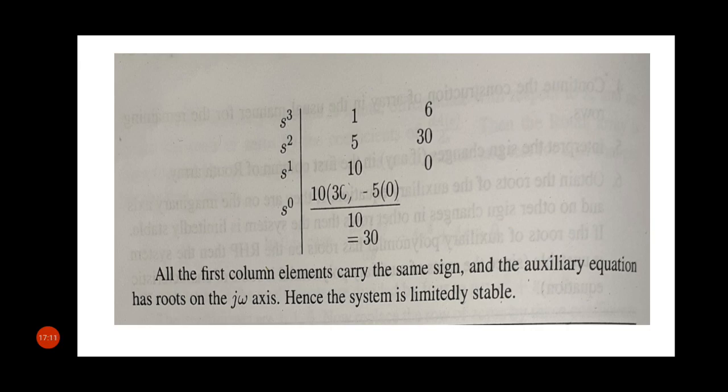Now see, all the column elements carry the same sign and the auxiliary equation has roots on the j omega axis. So the system is limitedly stable. Okay. I will also give some examples in a PDF file based on the Routh stability criterion. Thank you.